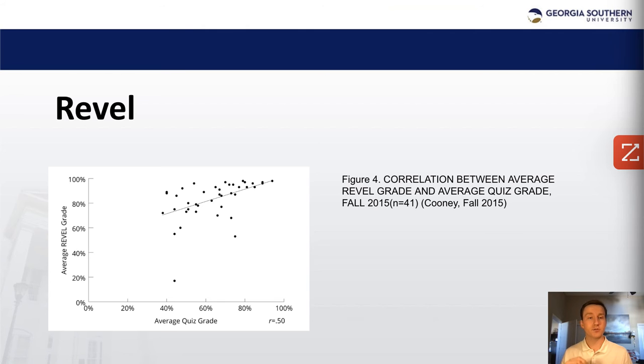Figure 4 shows a strong positive correlation exists between average Revel grades and average quiz grades, where the correlation coefficient R is equal to 0.50, thus indicating a positive relationship and a p-value of 0.01.